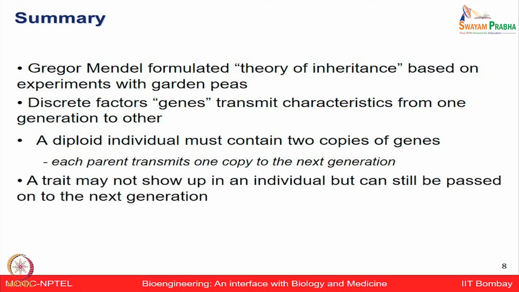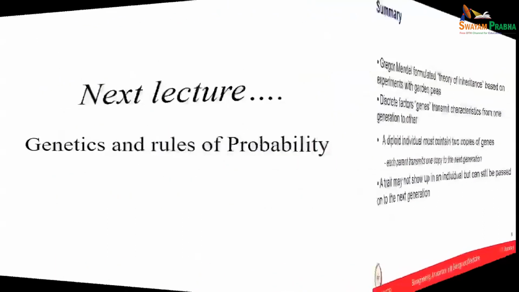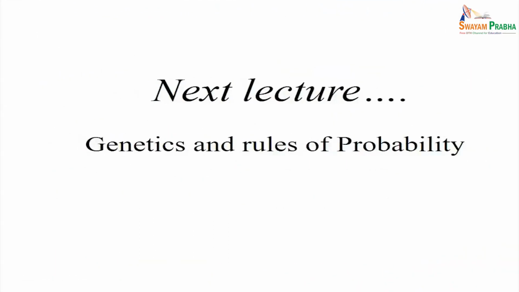A trait may not show up in an individual, but it can still be passed on to the next generation. We'll talk about genetics and rule of probability in the next lecture.